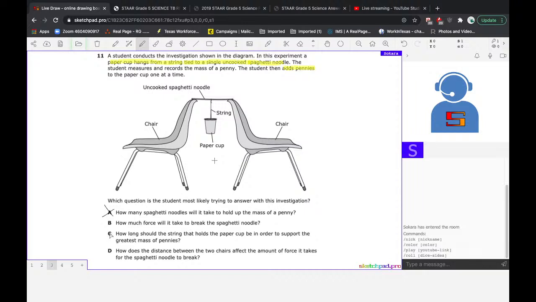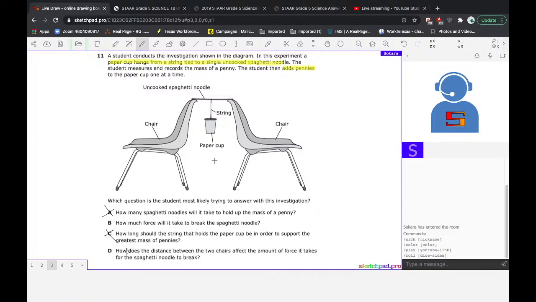Let's check option C. Option C is saying, how long should the string that holds the paper cup be in order to support the greatest mass of pennies? Again, we are not changing the length of the string here, so we're not actually going to be measuring that. Because we're not changing the length of the string, option C could not be correct, so we're going to cross that out.